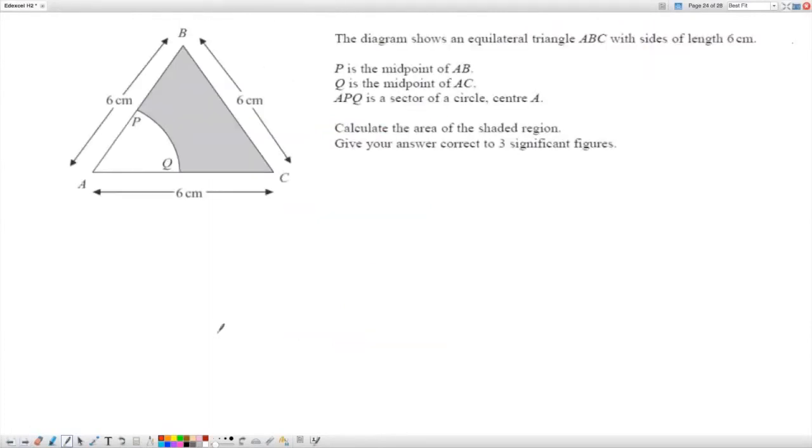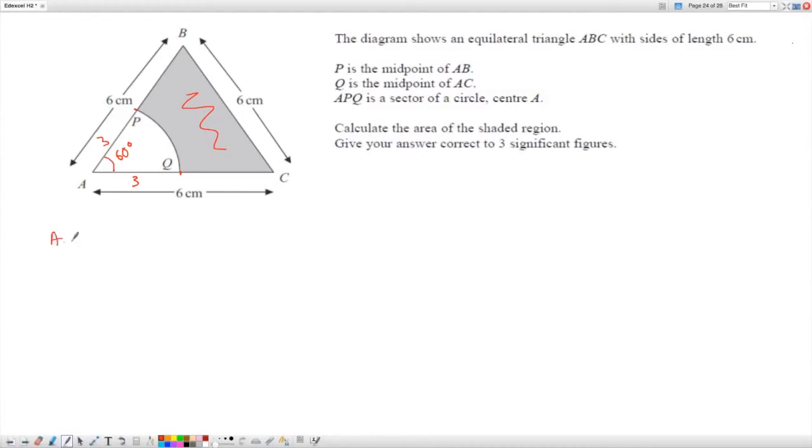Here we have a diagram which shows an equilateral triangle with sides of length 6. We're told that P and Q are the midpoints, so half of the 6 is the distance here, 3 and 3. Here we are shown a sector, APQ. It's an equilateral triangle, so we know our angle here is 60. We need to calculate the area of the shaded region, giving our answer correct to 3 significant figures.